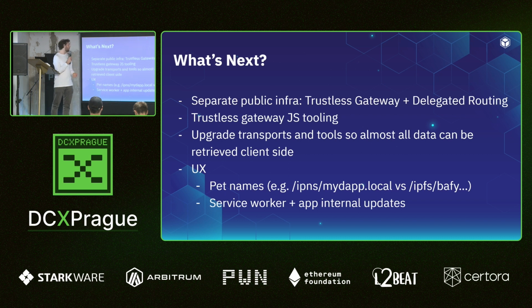Pet names is also another nice usability thing, which is that if you go to the Uniswap website, as far as I can tell, they don't publish a mutable link with the latest app CID.